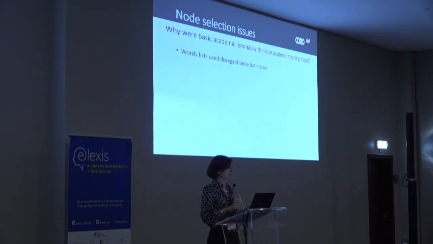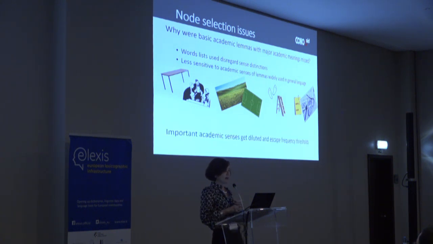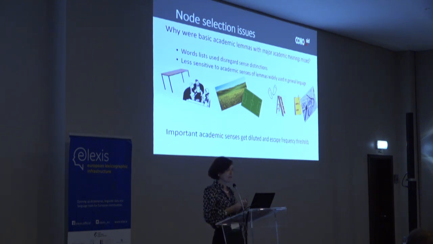We hypothesized that this might be because word lists disregard sense distinctions. So they're less sensitive to academic senses of lemmas that are widely used in general language too. Things like table, field, step, and paper. So we think important academic senses get diluted and then they escape the frequency thresholds necessary to make it to an academic word list. So ideally in our project, if we have time, we will try to add those.